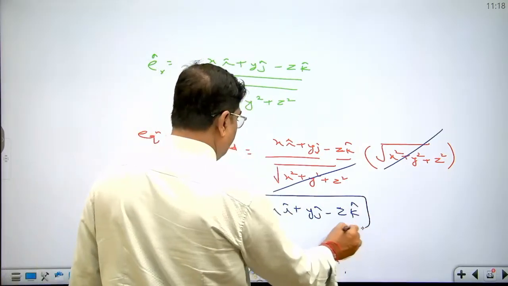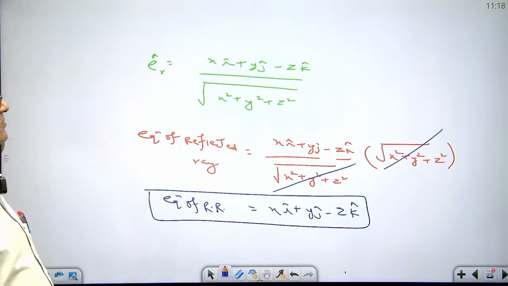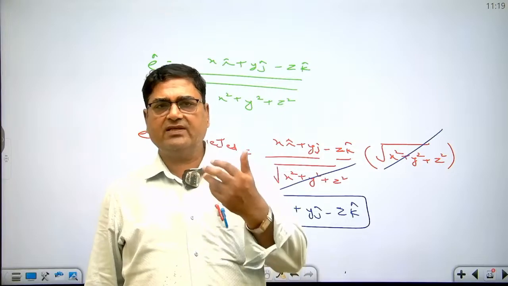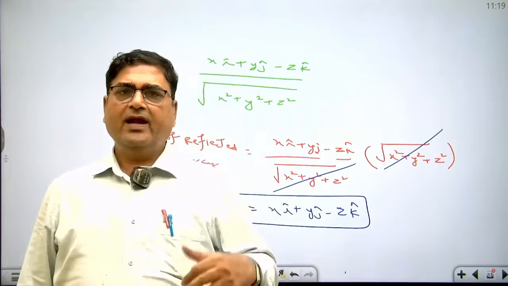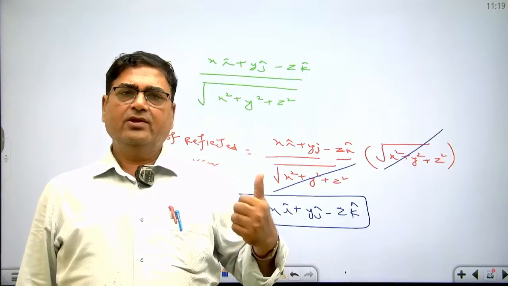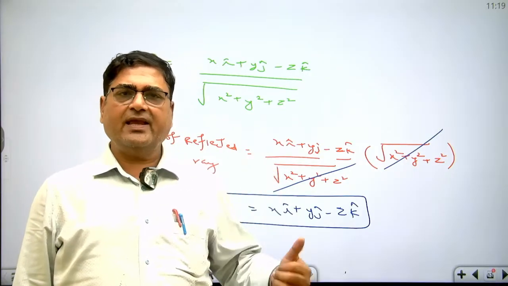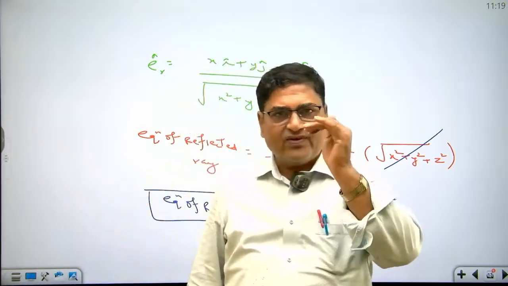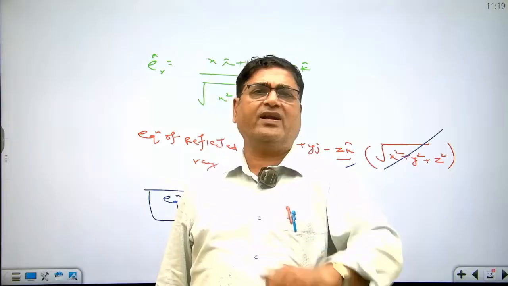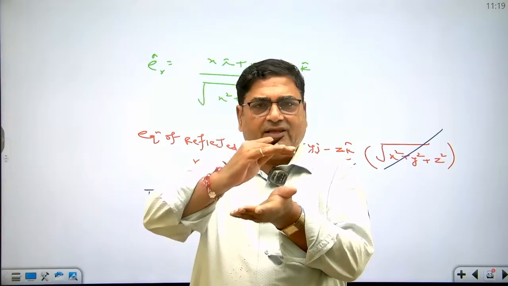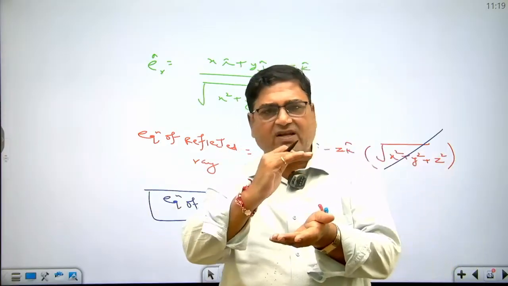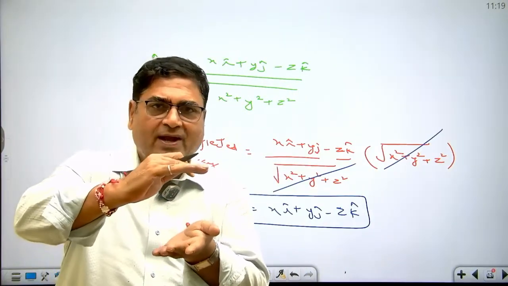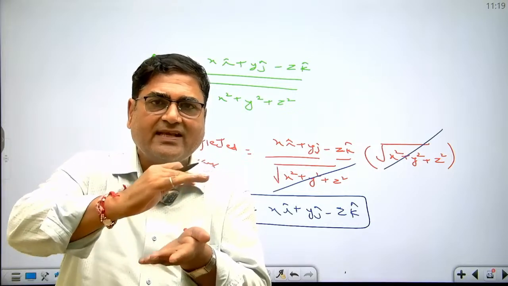So dear student, what did you observe in the case of reflection of light? Since the equation of the incident ray falling on the plane mirror in the xy plane was x i cap plus y j cap plus z k cap, you got the equation of the reflected ray from the same mirror as x i cap plus y j cap minus z k cap. So what happened in reflection of light? Remember this very important phenomenon: the direction of the component normal to the reflecting surface gets reversed in reflection of light.